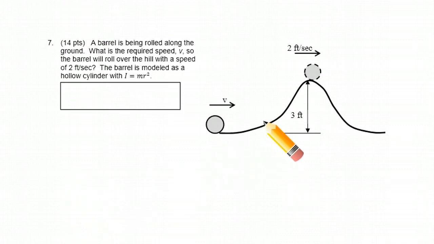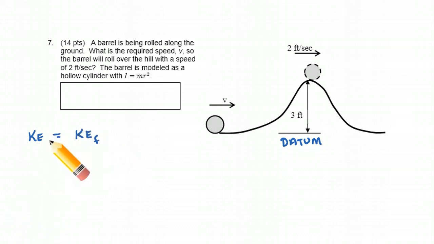Alright, so we're going to use conservation of energy. Conservation of energy, we always define a gravitational datum. We use that at the bottom. And so we have some initial kinetic energy, both rotational and translational, is going to be equal to some final kinetic energy plus some change in height, their potential gravitational energy. So there's our general equation.